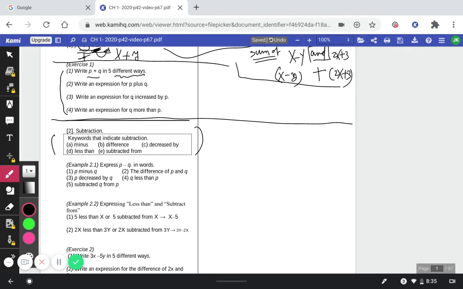So example 2.1, express this in words. Number 1, P minus Q. Number 2, the difference of P and Q. Number 3, P decreased by Q. Number 4, Q less than P. Number 5, subtract Q from P. Again, when you see the difference, you always have 'and'. So you take the expression prior to 'and' with the expression after 'and'.